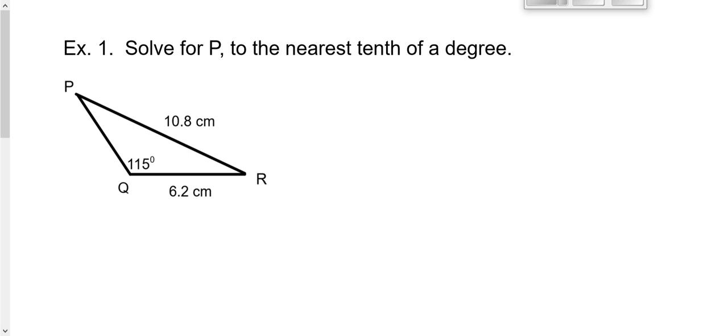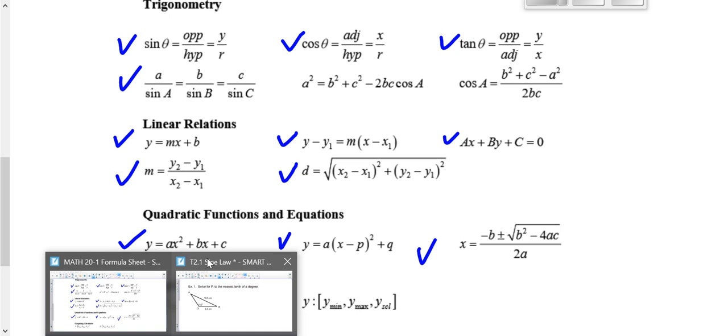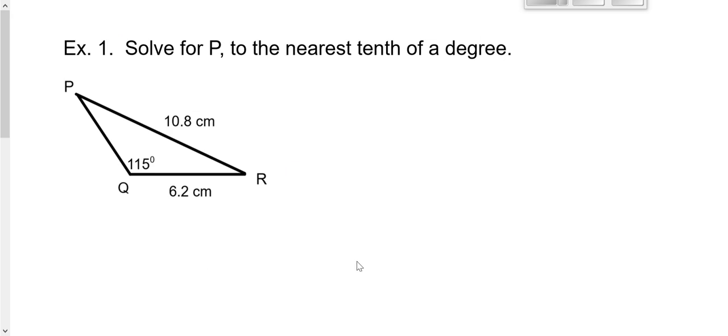Now have a look at this example here. Solve for p to the nearest tenth of a degree. If you look at this, we don't have A, B, and C. Instead, we have P, Q, R. If you are annoyed by the notation that the formula sheet sets, A, B, and C, but you don't have any of those, never mind, make your own notation. Whatever you're trying to find, my suggestion is you call that A. You don't have to do it that way.